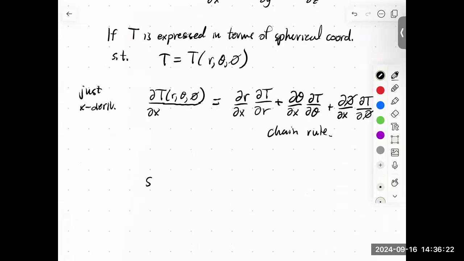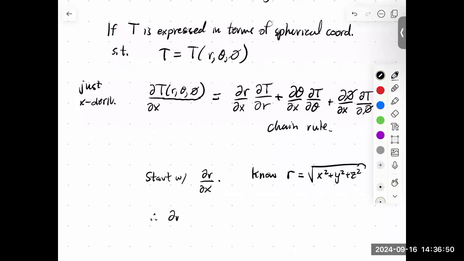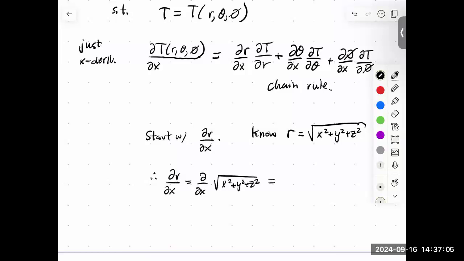So let's start with dr by dx. Okay, so we know that r is equal to the square root of x squared plus y squared plus z squared. So that means dr by dx is d by dx of the square root of x squared plus y squared plus z squared. Well, we could do that. It's another chain rule thing, but we can manage it.